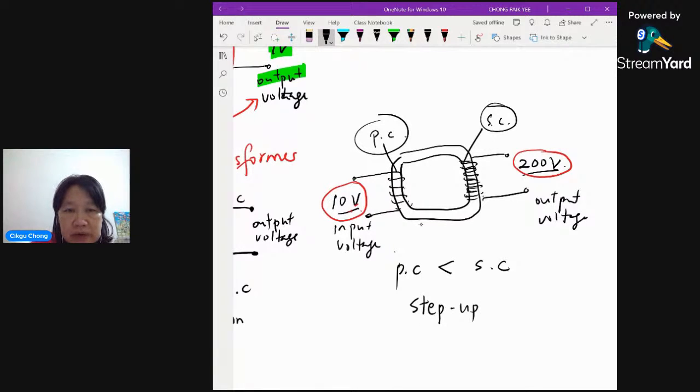Or you can put it the other way around. A secondary coil, you can also say this way, secondary coil is more than primary coil. For a step-up transformer, the number of primary coil turns is less than the number of secondary coil turns, so the secondary coil will be more. So this is how you see it, right? You look here, the coiling here compared to here. And you must know which is input, which is output.